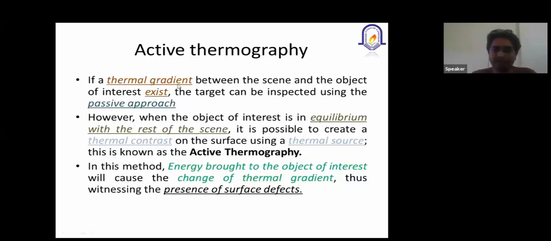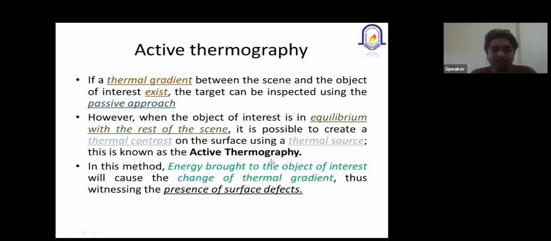Next is active thermography. If a temperature gradient between the scene and the object of interest exists, the target can be inspected using the passive approach. Okay, that's what we have seen. If the thermal gradient is present, we don't require the external source. However, when the object of interest is in equilibrium with the rest of the scene, it is possible to create a thermal contrast on the surface using a thermal source, and this is known as active thermography.